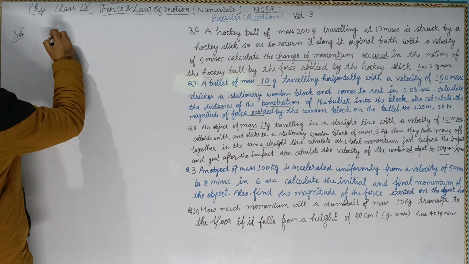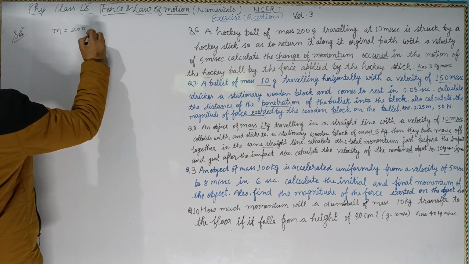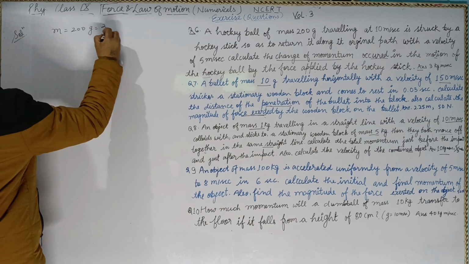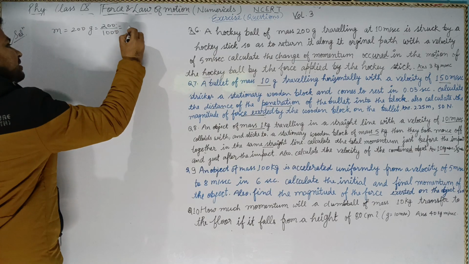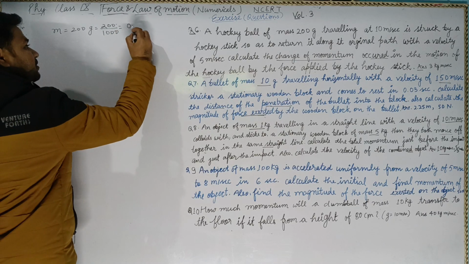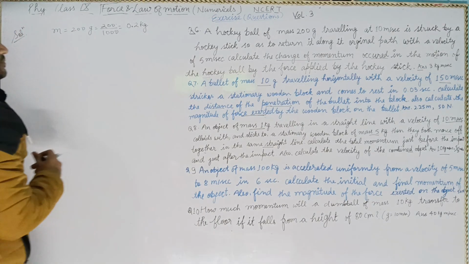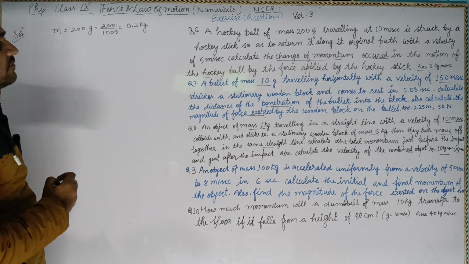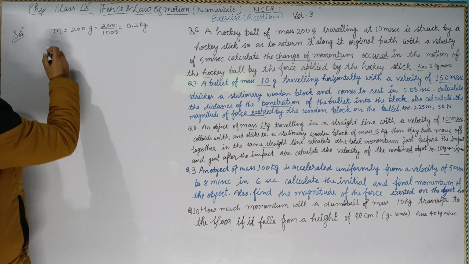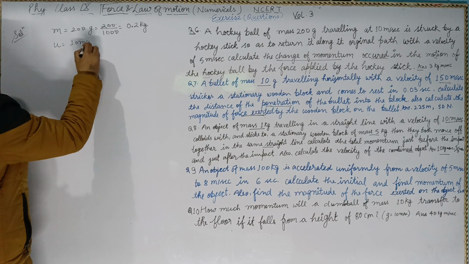In this question, the mass of the ball is given as 200 grams. We convert it into kilogram. We divide by 1000 and it will be 0.2 kilogram. Initial velocity of the ball is 10 meter per second. U is equal to 10 meter per second.